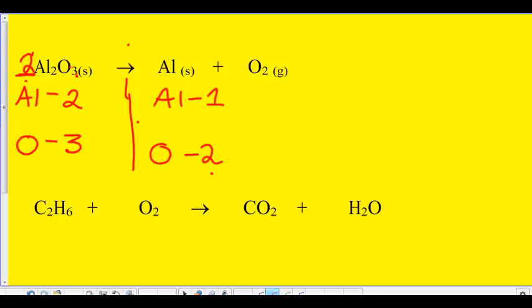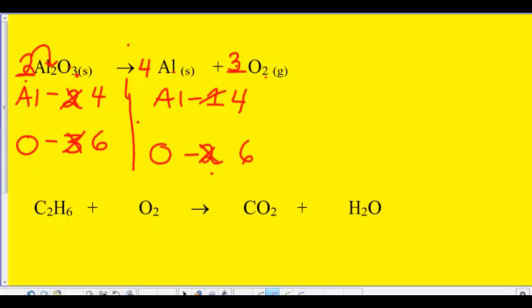Put a 2 there. That changes your aluminum. See? That's why it wasn't a good idea to start with aluminum. 2 times 2 gives you 4. 2 times 3 gives you 6 oxygens. Now go and fix. I can fix my aluminums. Stick a 4 here. 4 times 1 gives you 4. I can change my oxygens. I need 6. Put a 3 here. 3 times 2 gives you 6. Now we are balanced.